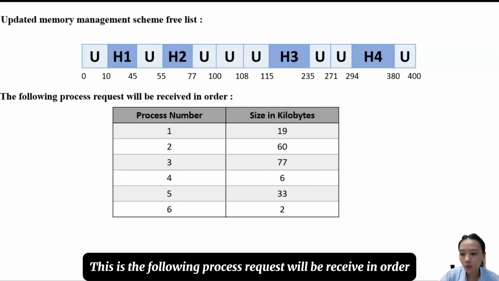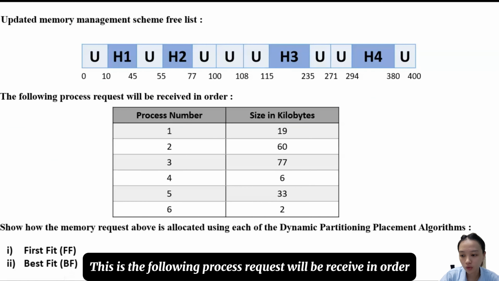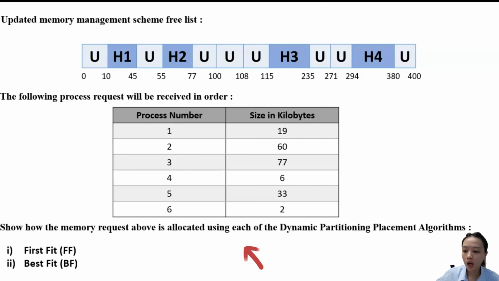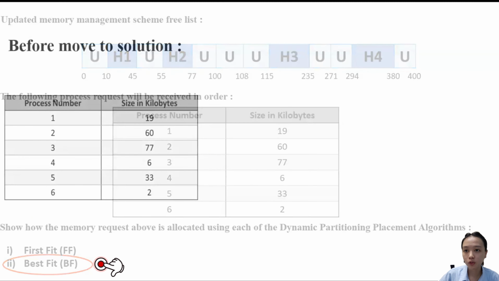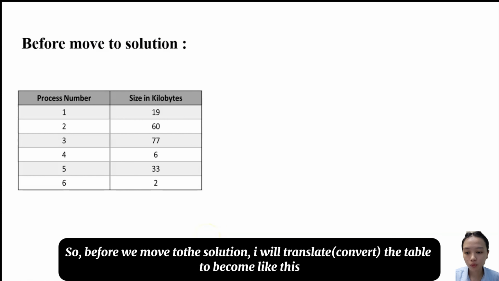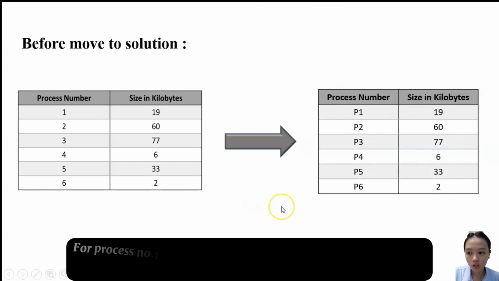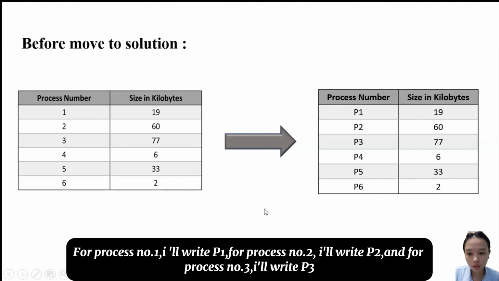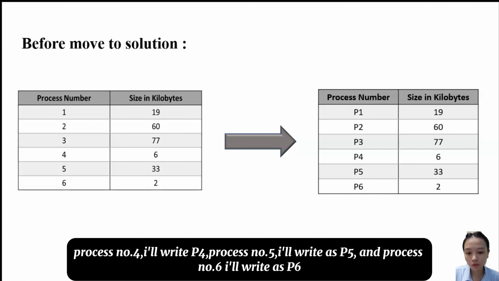And this is the following process requests that will be received in order. So we have to show how the memory requests above are allocated using each of the dynamic partitioning placement algorithms. For me, I will explain the best fit solution. Before we move to the solution, I will translate the table to become like this. For process number 1, I will write P1. For process number 2, I will write P2. And for process number 3, I will write P3. Process number 4, I will write P4. And process number 5, I will write as P5. And process number 6, I will write as P6.